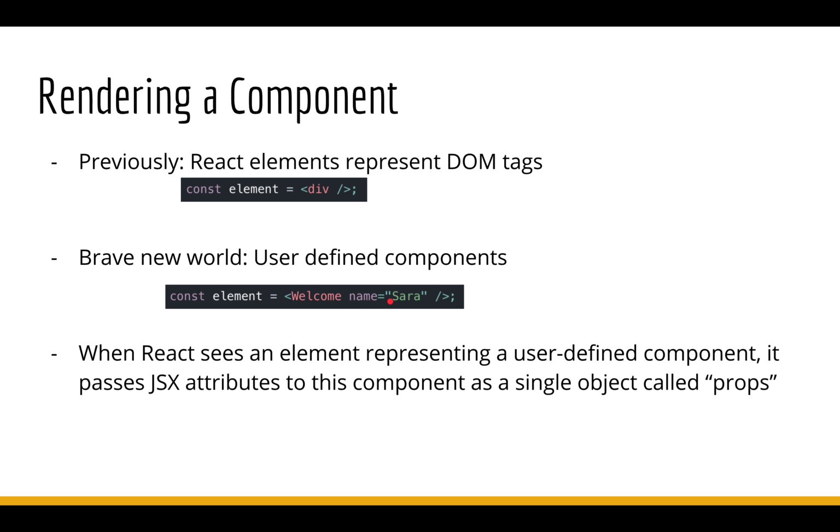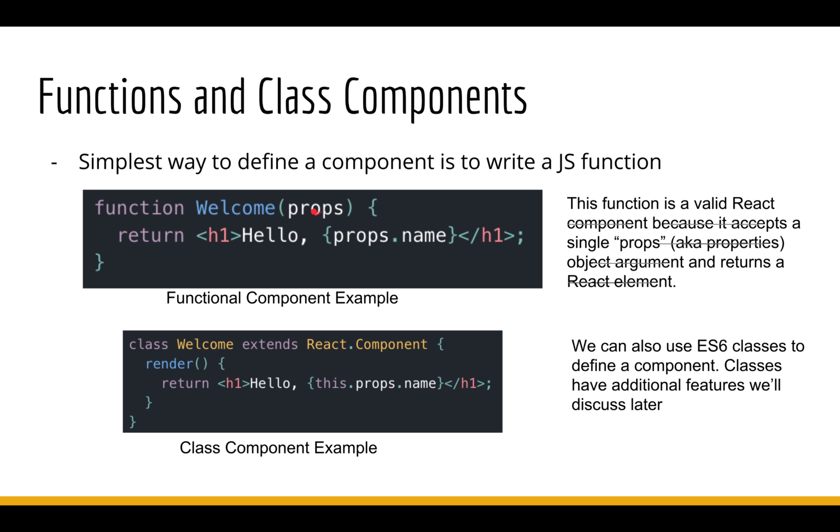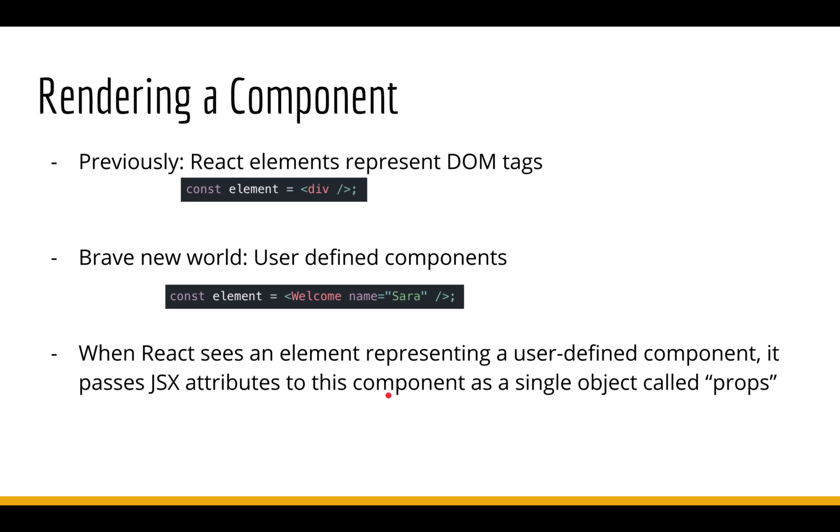And so when React sees an element representing a user-defined component, it passes all of these attributes. So there could be infinitely many attributes really. It passes them all to the component as an object called props. So here, for example, we only have one JSX attribute, name, which has the value Sarah, and so what React will do is it'll bundle that up into an object and pass it as an object called props to the function component. So here, for example, that's what will be passed in as props, and that's what's being accessed here as props. Props are definitely something that you use a lot, so it's a very important concept to remember.